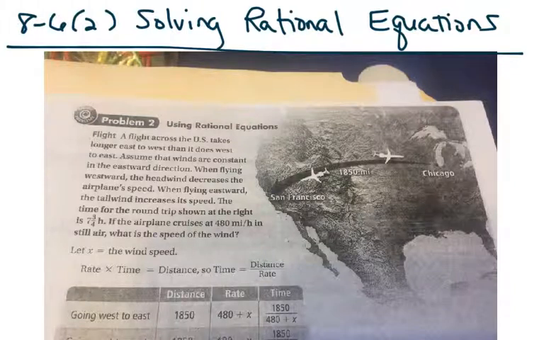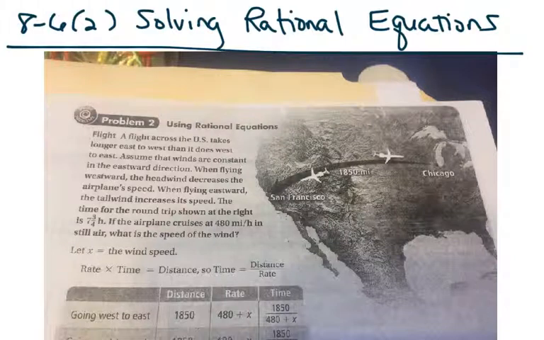A flight across the United States takes longer east to west than it does west to east. That's because the jet stream goes from west to east, and the jet stream pushes the airplane, making the flight less time. If you've never done a coast-to-coast trip, you will probably learn that when you do.